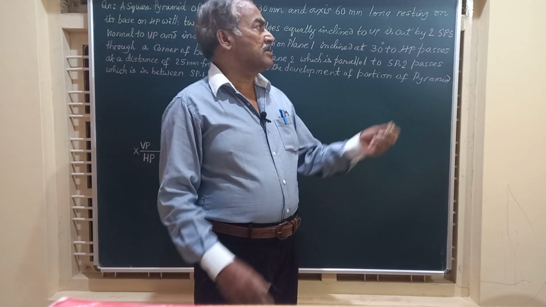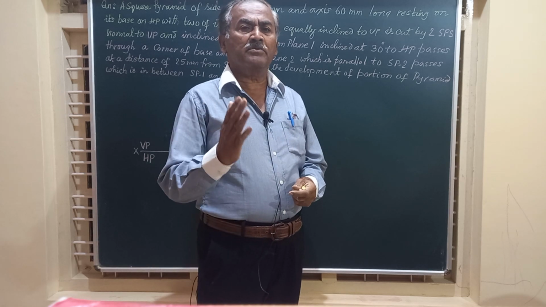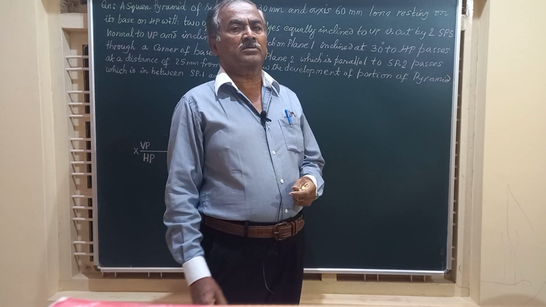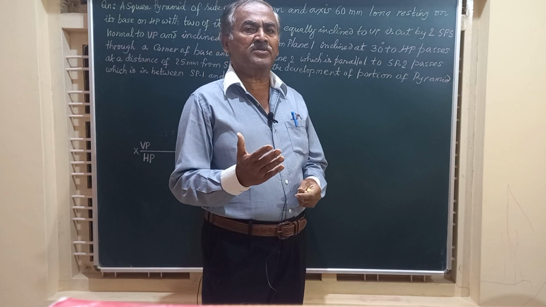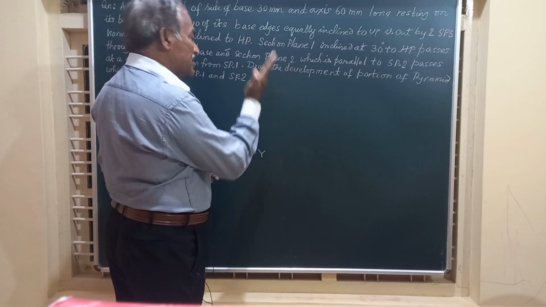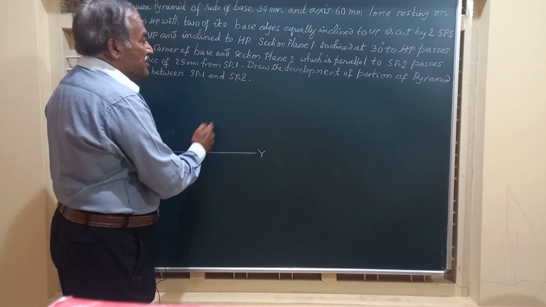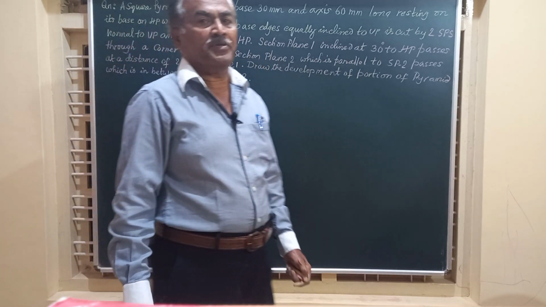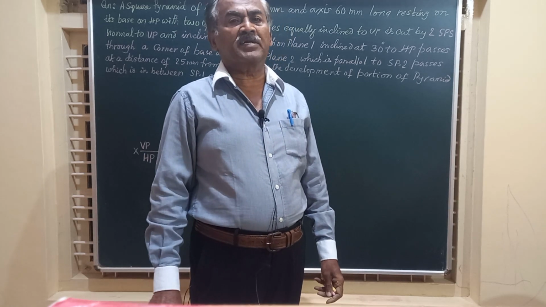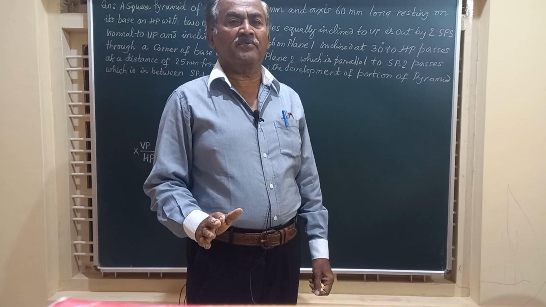In today's video, we are going to study the development of the lateral surface of a square pyramid having base edge 30 and height 60, cut by two section planes. These two section planes are inclined to HP, and perpendicular to VP. And hence, friends, these two are seen as lines in the front view.